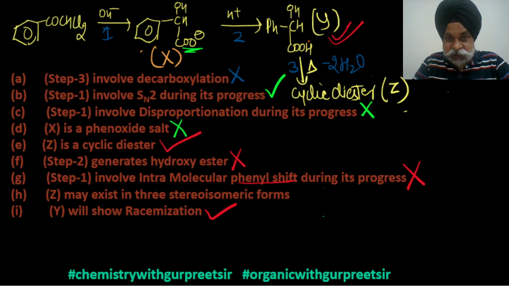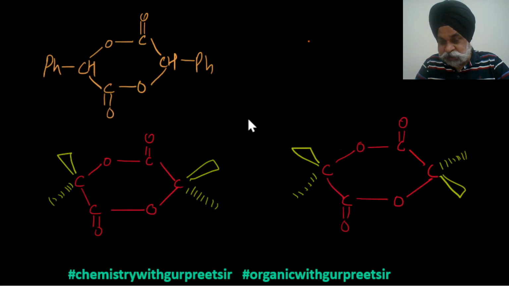So the only thing left to check is the H option, that Z would show 3 stereoisomeric forms. Let me show you in the discussion. This is what we just have. The cyclic diester is of this type. And now we have to see in how many stereoisomeric forms this cyclic diester can exist.